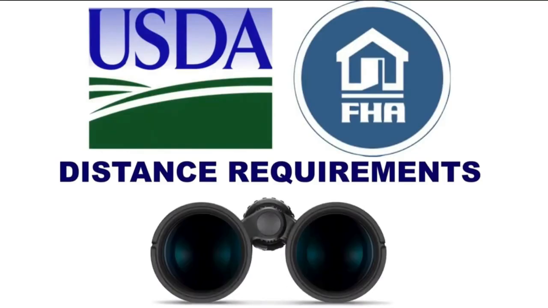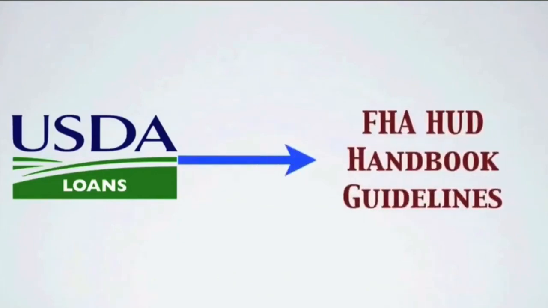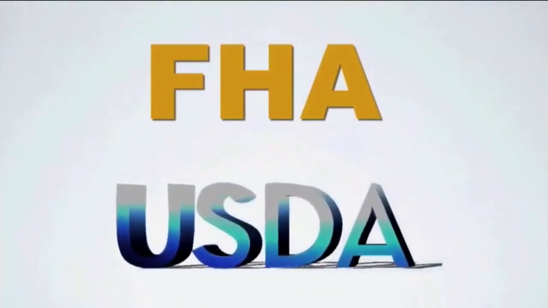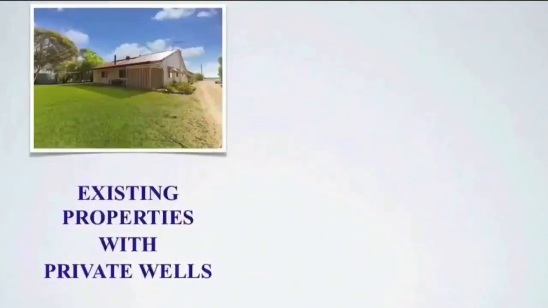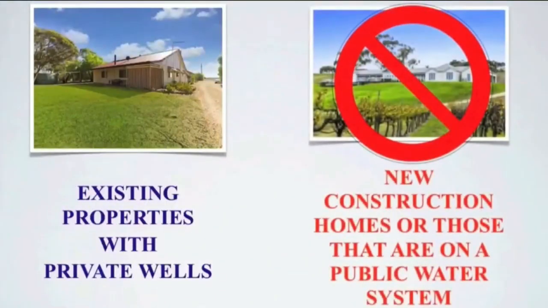on your next transaction. As a quick review, USDA loans follow FHA HUD handbook guidelines for minimum property requirements. So for today's video, the distances and measurements given will be applicable to both FHA and USDA home loans. Also, our content today will be for existing properties with private wells, and not for new construction homes or for those that are on a public water system.